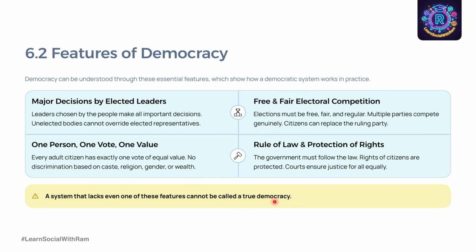Students, our next important topic is features of democracy. Democracy can be identified through some essential features. A true democracy must have these important features. For example, major decisions by elected leaders, free and fair electoral competition, one person, one vote, one value, rule of law and protection of rights. If even one of these is missing, democracy is weak. Now let us study each one of them individually.